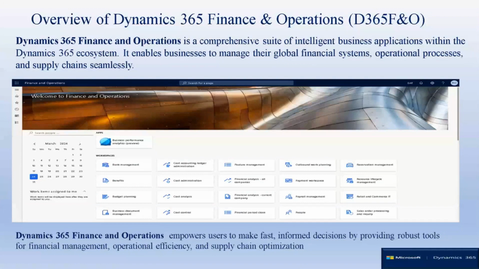So Dynamics 365 Finance and Operations empowers users to make fast, informed decisions by providing robust tools for financial management, operational efficiency, and most importantly, supply chain optimization. What supply chain optimization actually means is the same thing I was talking about. You have a whole chain of, let's say, this popular company, Shoprite. Shoprite has different branches all over the world, or McDonald's, for instance.